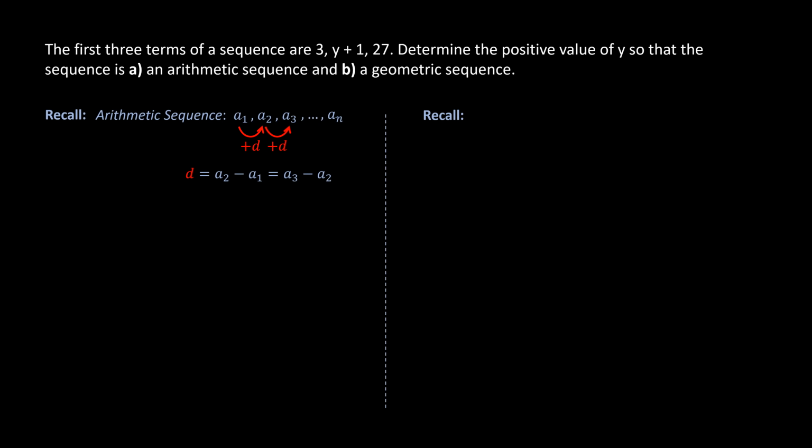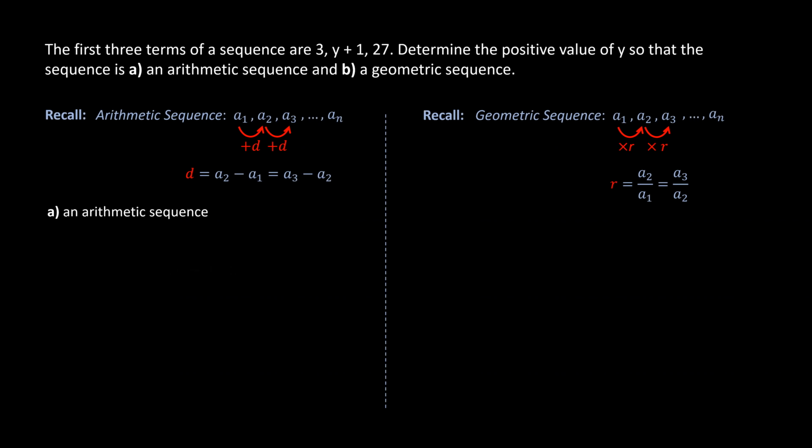On the other hand, a geometric sequence is one in which any term divided by the previous term is a constant. This constant is called the common ratio of the sequence and is denoted by r. The common ratio can be found by dividing any term in the sequence by the previous term. So we can see that the ratio of a2 and a1 equals the ratio of a3 and a2, and the ratio of each consecutive terms is always equal to the common ratio r.